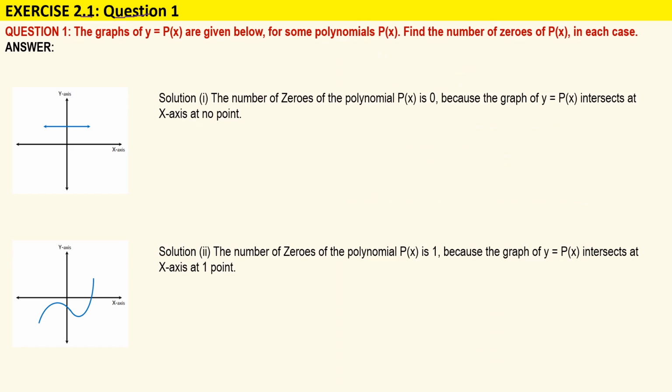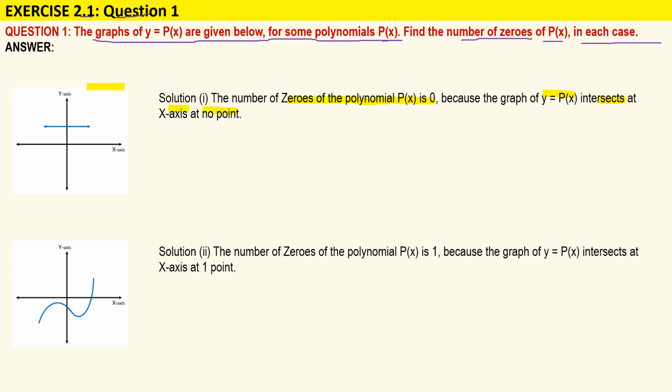The question number 1 states the graphs of y is equal to p(x) are given below for some polynomials p(x). Find the number of zeros of p(x) in each case. The first graph given to us is this, and we say that the number of zeros of the polynomial p(x) in this case is 0 because the graph of y is equal to p(x) intersects the x-axis at no point.